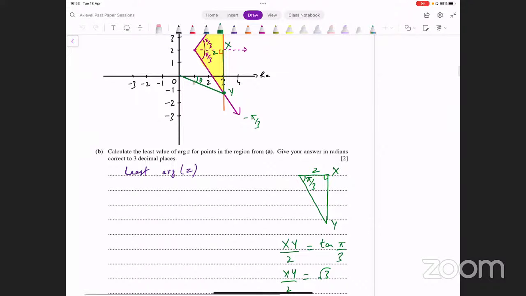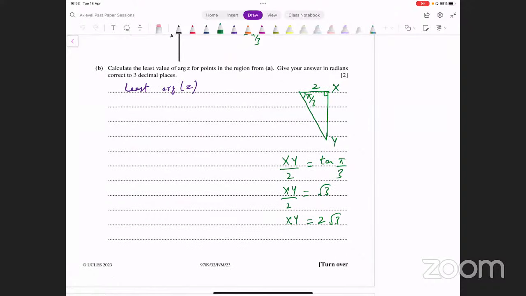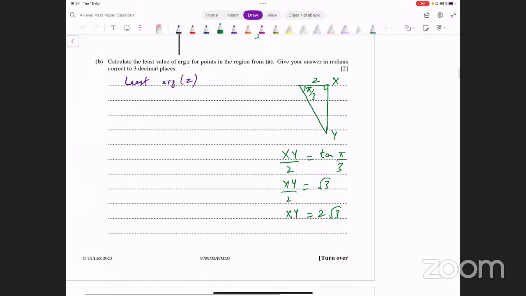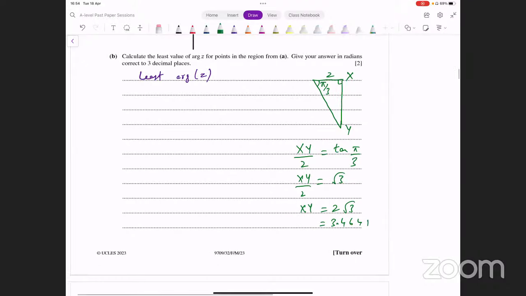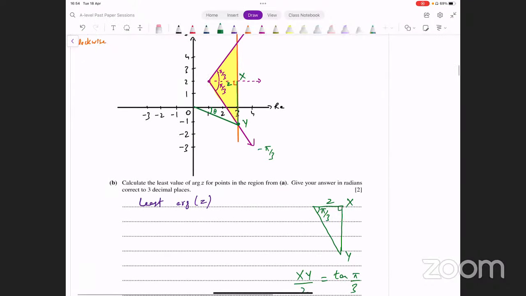If you need the answer in decimals, you can write it in decimals. If the question had asked for the exact answer, you would leave it in exact form. Now let me just evaluate this and see what this turns out to be. Okay, so this is giving me, and in fact, let's leave it like this for now. Let me write it down. 3.4641. That's what I'm getting for xy. So I have the length from x to y.